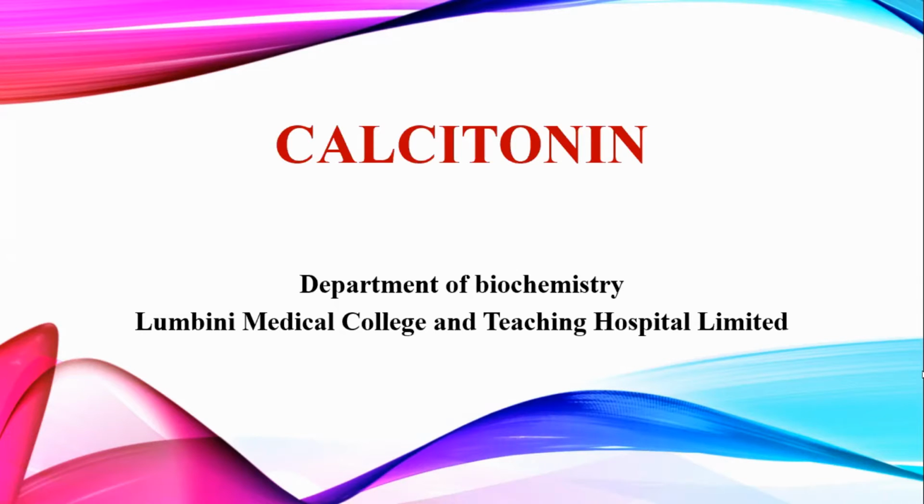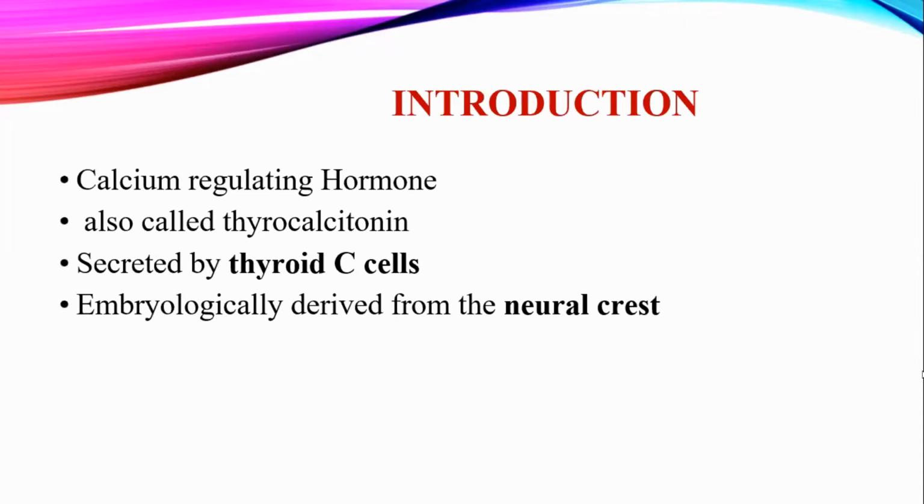Like parathyroid hormone, calcitonin is also a polypeptide hormone, which means it is composed of amino acids. It is a calcium-regulating hormone, also called thyrocalcitonin, since it is synthesized by the parafollicular cells of the thyroid gland. These are also called thyroid C cells, and they are derived from the neural crest.